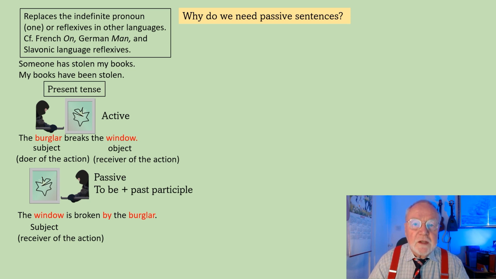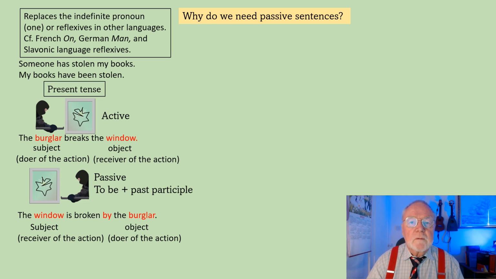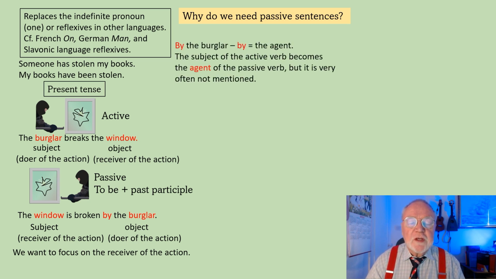The window is now the subject, and it was the receiver of the action before, and the burglar is now the object, and it was the doer of the action before. So they've changed places. The passive sentence has now changed the focus of our attention, and we are now more interested in the window. But you notice here that I've introduced something different into this sentence, and it's the word by the burglar. By introduces what we call the agent. The subject of the active verb becomes the agent of the passive verb.